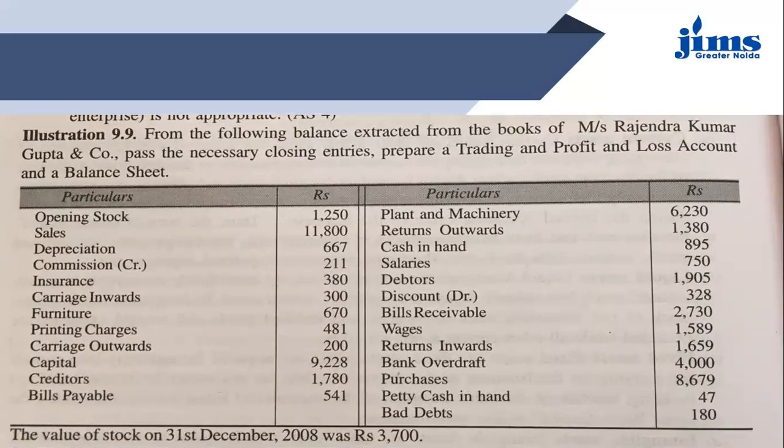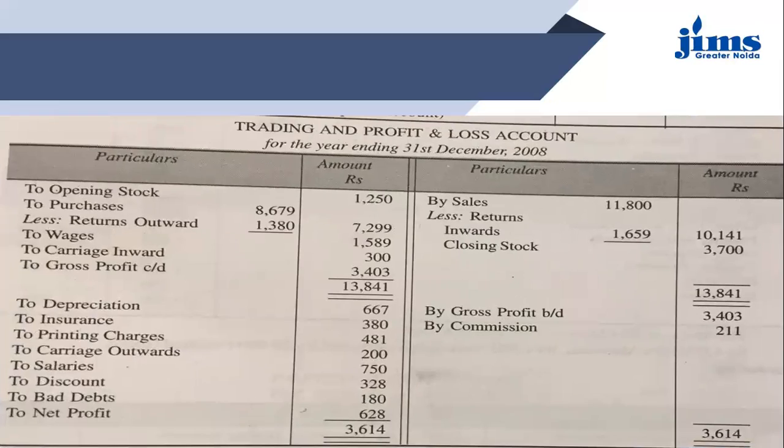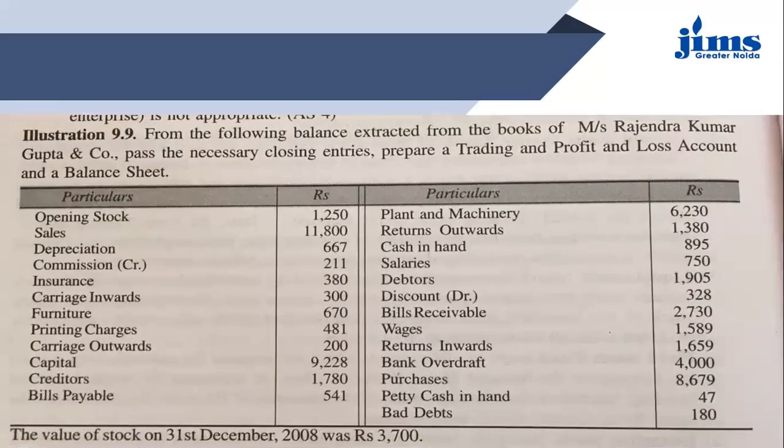Then we can see furniture. Furniture is an asset for the business, so we will consider it in the balance sheet. Printing charges, indirect expense. Carriage outward, indirect expense. So these two items will appear on the debit side of the P&L account. Capital is an item of the balance sheet. We will deal with it later.